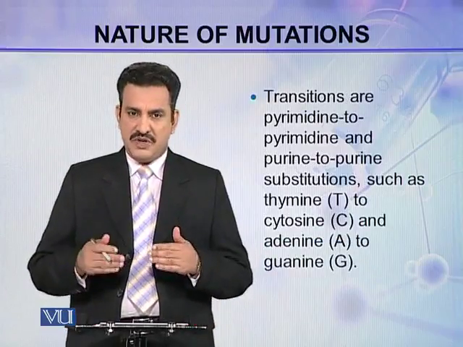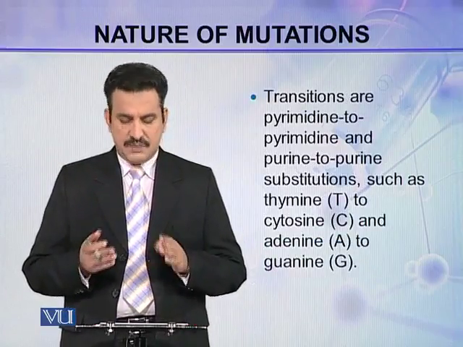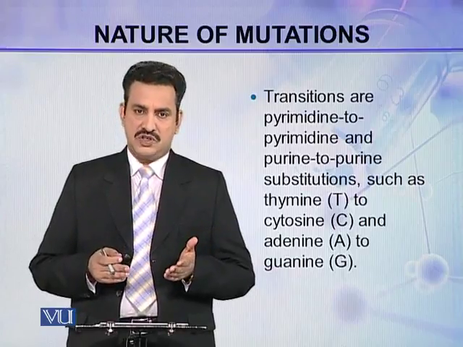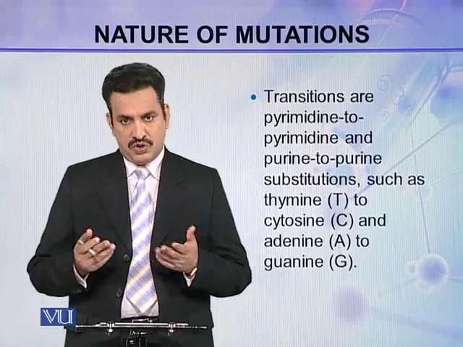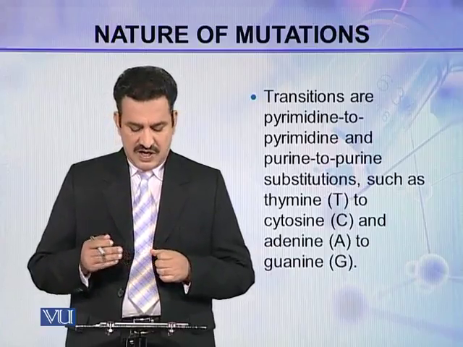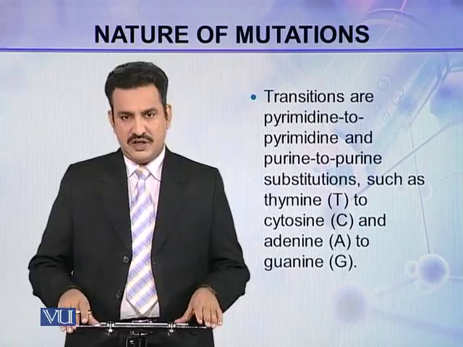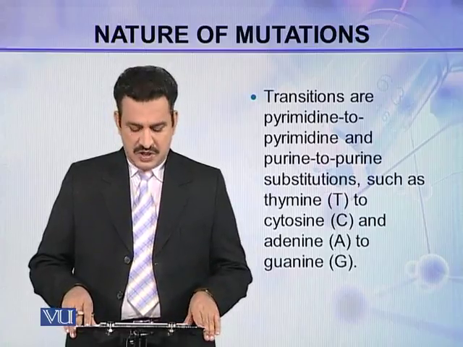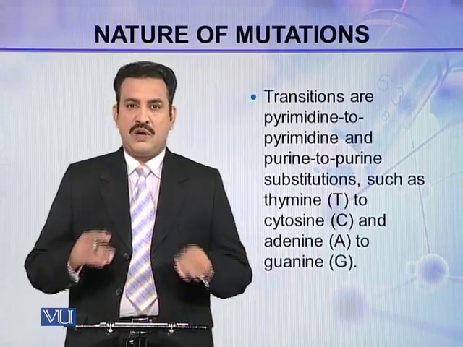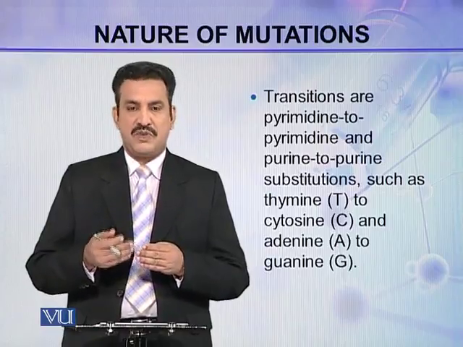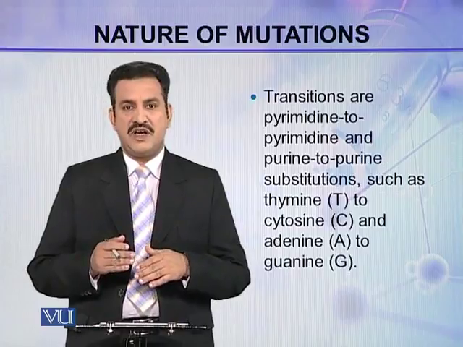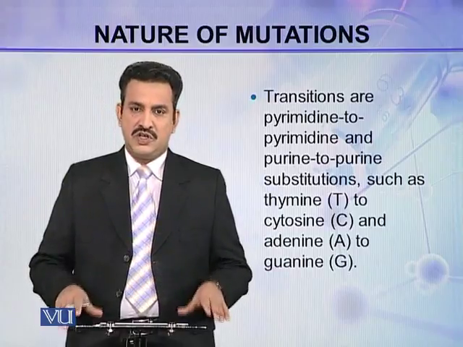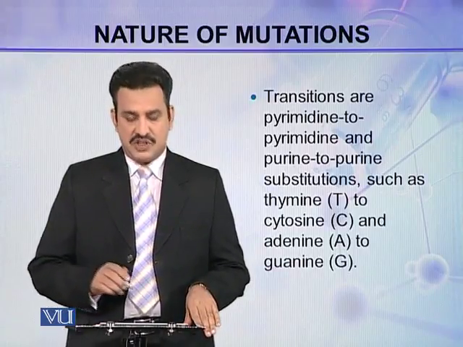Transitions are pyrimidine to pyrimidine and purine to purine substitutions, such as thymine to cytosine, both are pyrimidines, and adenine to guanine, and these both are purines. So a purine is replaced by another purine, or a pyrimidine is replaced by another pyrimidine. Such changes are called transitions.